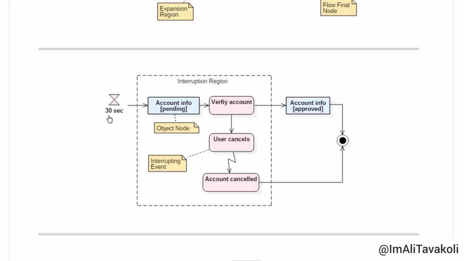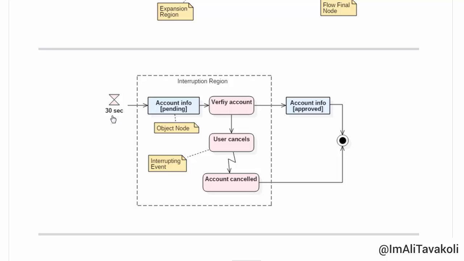In another example, I have shown that our initial node can also be a time event and not the initial state notation. So actually, as we have also explained, if our initial state is a time event, it means that every 30 seconds, all of these actions are going to happen.